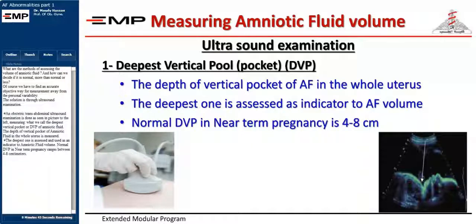An obstetric transabdominal ultrasound examination is done, as seen in the picture to the left, measuring what we call the deepest vertical pocket or DVP of amniotic fluid. The depth of vertical pockets of amniotic fluid in the whole uterus is measured. The deepest one is assessed and used as an indicator of amniotic fluid volume. Normal DVP in near-term pregnancy ranges between 4 to 8 centimeters.